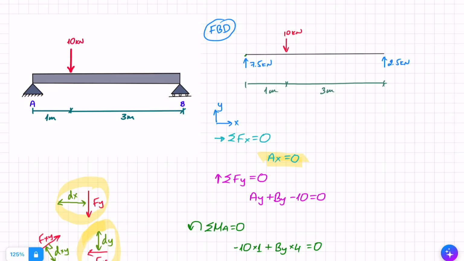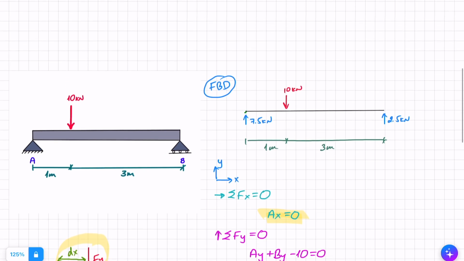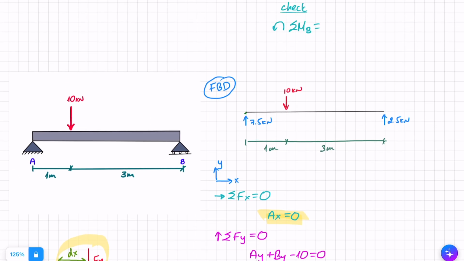I can do one last check by doing the moments around B. They have to sum up to 0 as well. So let's do a quick check. So once again, this is my positive direction. Let's see what we get. Around B, this point here, I've got 7.5. Now, if you can see, that's its line of action, and then it has to come down to here. So it's creating a negative moment according to the right-hand rule. So minus 7.5 times the distance.